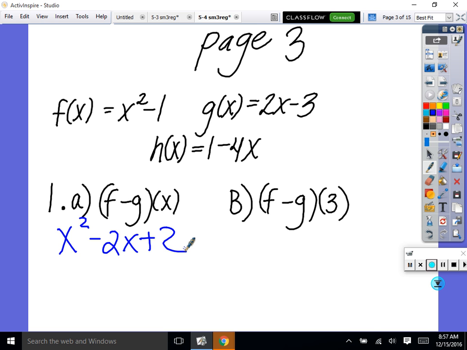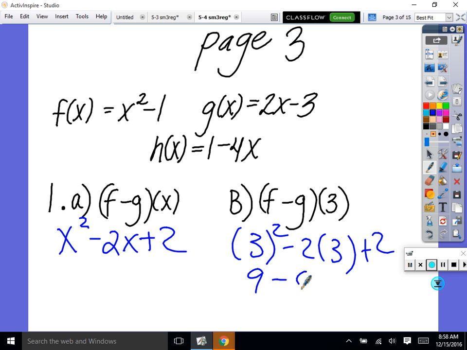Now B says, what's f minus g of 3? So now, instead of f minus g of x, it wants f minus g of 3. So we just take that and plug in 3, what's my function at 3, correct? That's how we do that. So now plug 3 into f minus g of x. Does everybody see how instead of an x, there's a 3? So 3 squared minus 2 times 3 plus 2. So that's 9 minus 6 plus 2. So that is, yep, 5. So f minus g of 3 is 5. Does everybody see how that works?